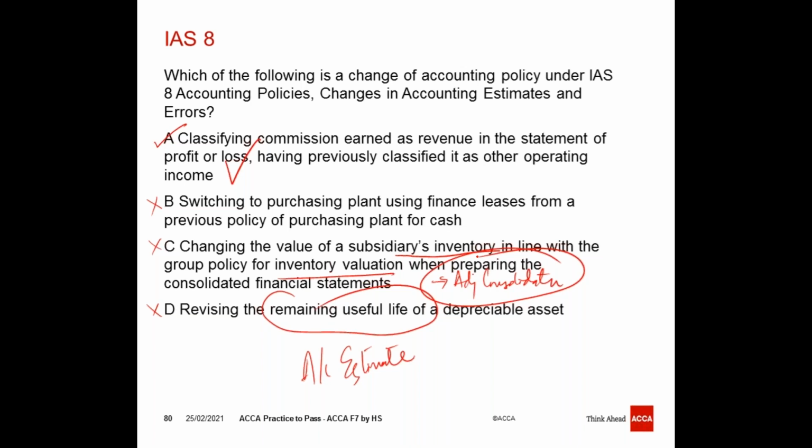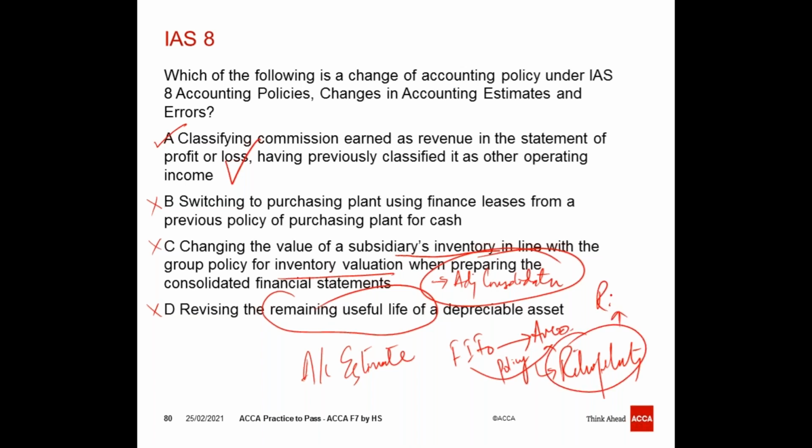If we switch from FIFO to FCO, how will it be treated? If we are moving from FIFO to FCO, it means that there is a change in accounting policy. So it should be accounted for retrospectively, and its impact should be adjusted in the retained earnings opening balance. That's it.